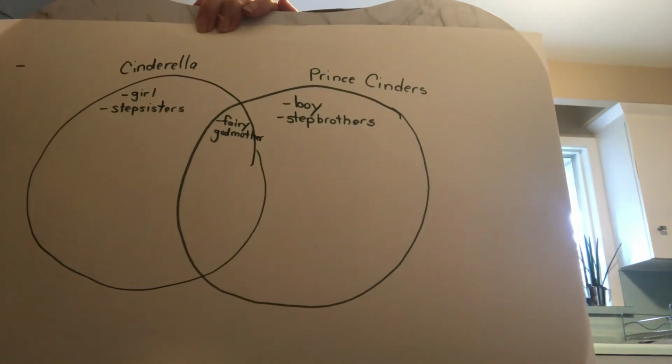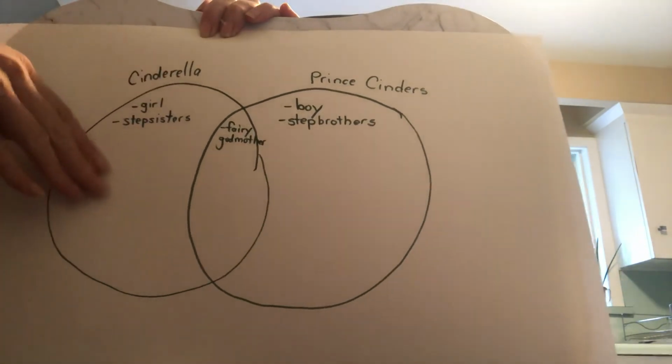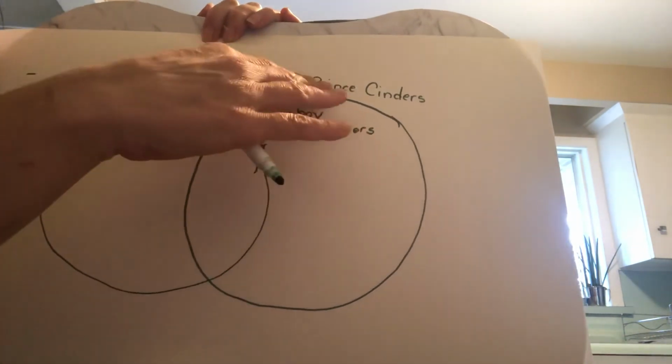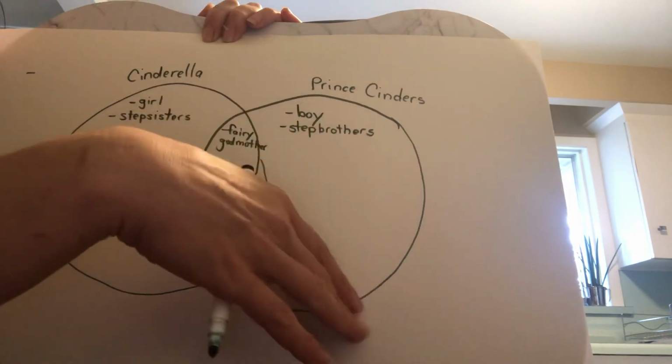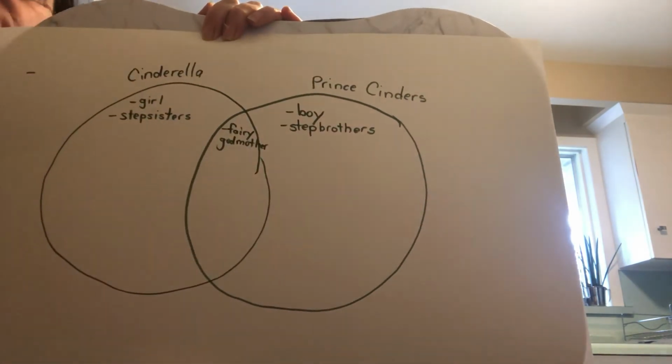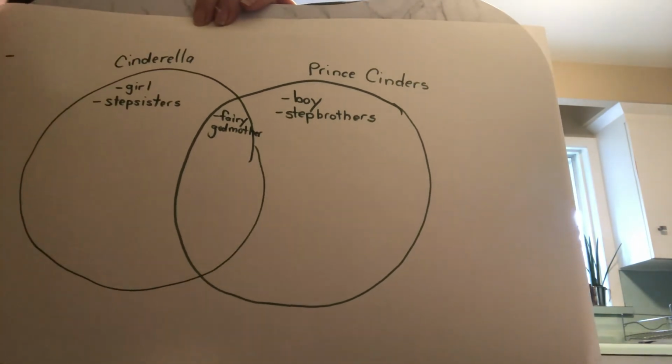Okay, so do you see how that works? On this side, things that only happened in the Cinderella story. On this side, things that only happened in the Prince Cinders story. And in the middle, things that were the same.